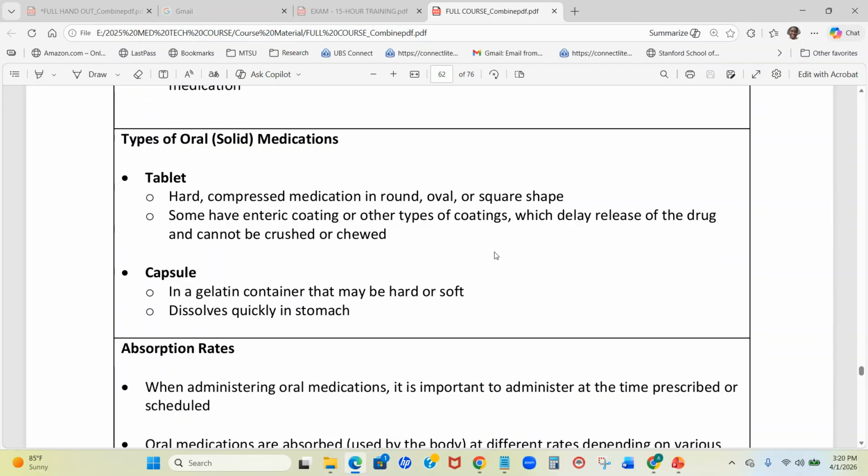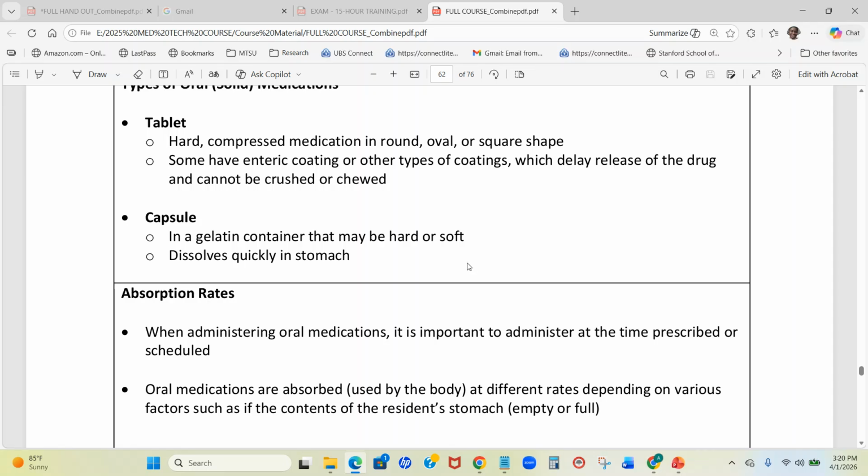When we are doing the oral, we know that tablets are hard, compressed medication. They can be round, oval, or square. Some have enteric coating. Other types have delayed release and cannot be crushed or chewed. So always know what instructions are on there. Do not crush, do not chew. If the resident has been chewing it, let their physician know so they can change it to a chewable form for them.